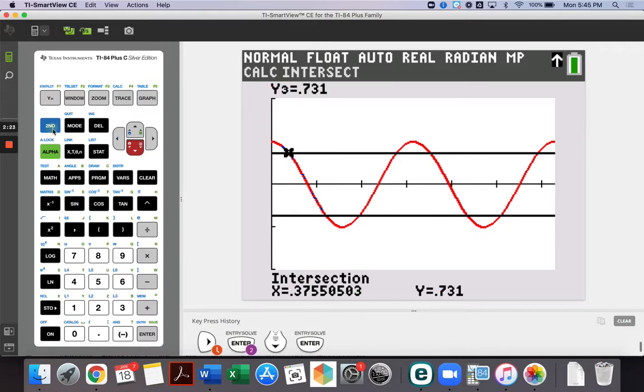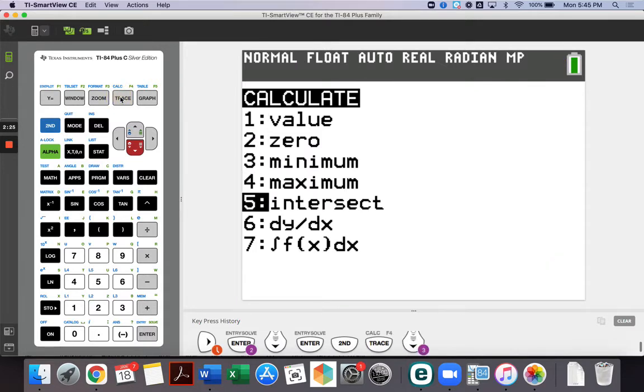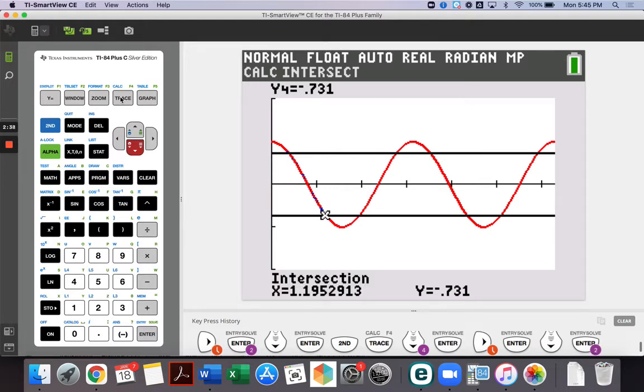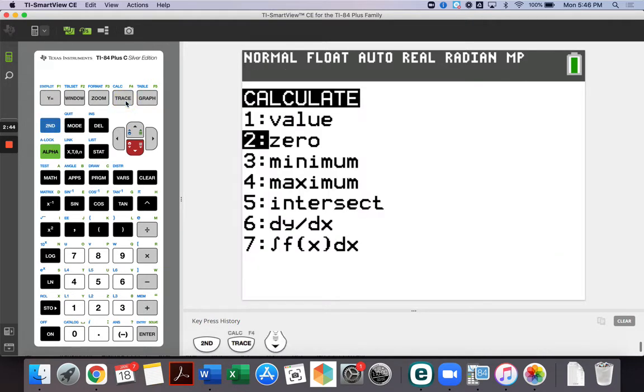Oh, sorry, I repeated the same one. If you notice here, it's a little complicated when we have multiple lines. And if you see here, I have that cursor on the top line. I want to hit the down arrow. So now that I'm trying to find the intersection of the appropriate line, there's another solution at 1.20. I'm going to keep going through the same process.